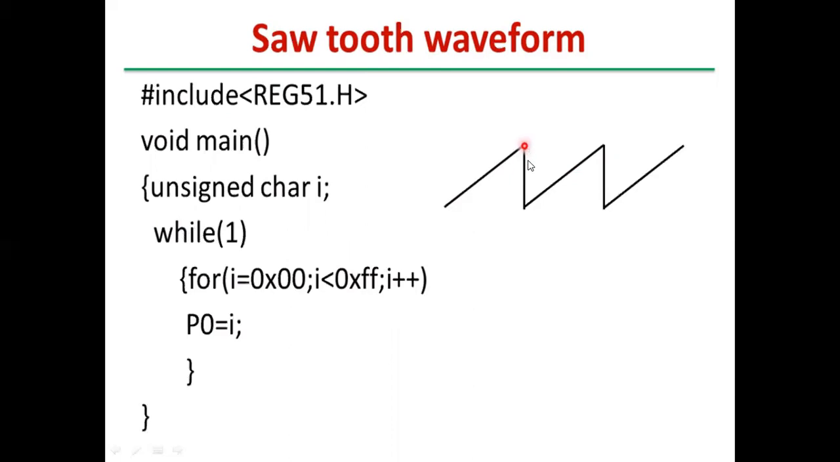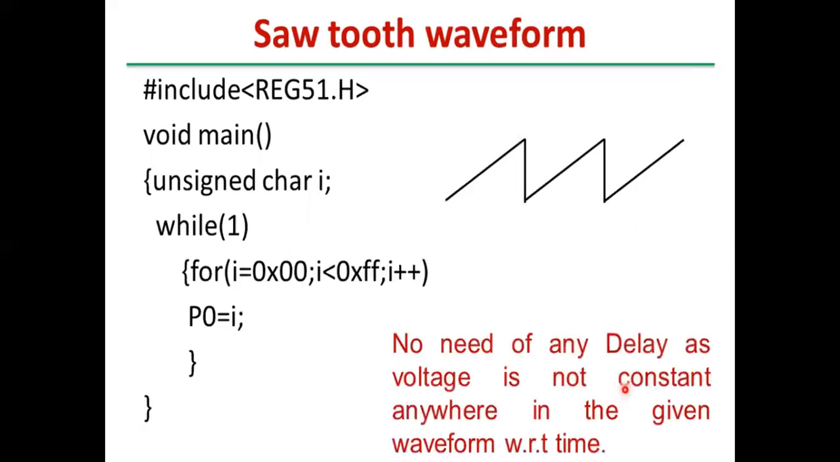That means it is initialized to the minimum, the initial value. Again you are continuously incrementing and coming to the maximum value. While(1) means it will be repeated. Like that you can generate the sawtooth waveform. Here there is no need of any delay as the voltage is not constant. As the voltage is not constant anywhere in the waveform with respect to time, we don't need a delay function in the sawtooth waveform, whereas in a square wave you need a delay function.